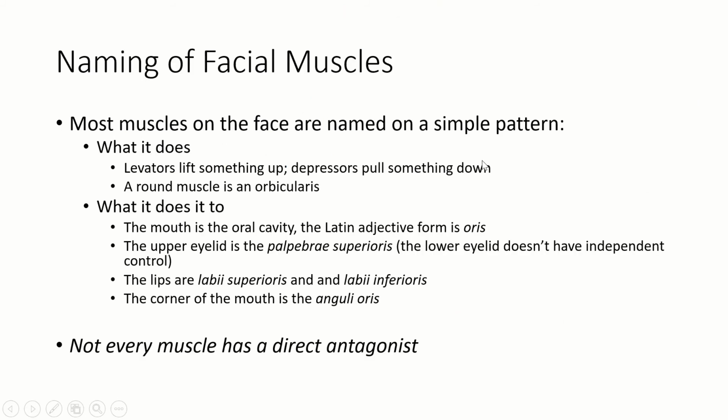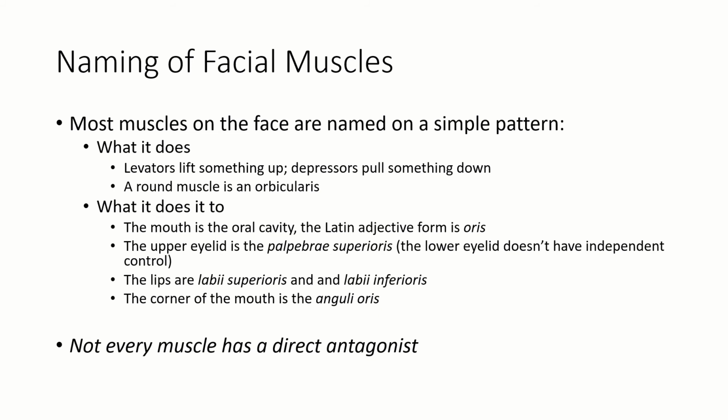Now, for the rest of the muscles, with very few exceptions, they are named for what they do and what they do it to. If it raises something up, it's a levator muscle. If it pulls something down, it's a depressor muscle. If it's a round muscle, it's called an orbicularis. Okay? It's an orbit. It goes around in orbit. Get it? Okay, and then it's what it does it to. The mouth is the oral cavity, so whatever it is, it's an oris. Okay, it's a something oris. So the round muscle that goes around your lips is called the orbicularis oris. Okay, round muscle around your lips.